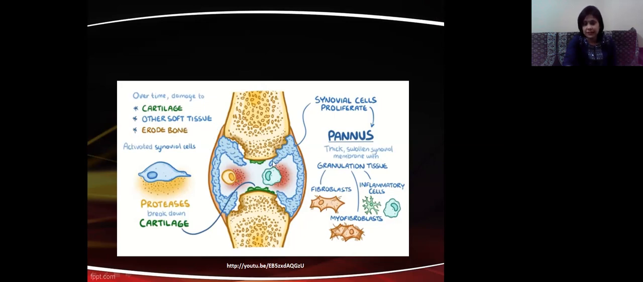They will activate the synovial cells, and the synovial cells will secrete proteases, and these proteases will break down the cartilage. Here you can see the cartilage is being severely damaged by the proteases which are secreted by synovial cells.